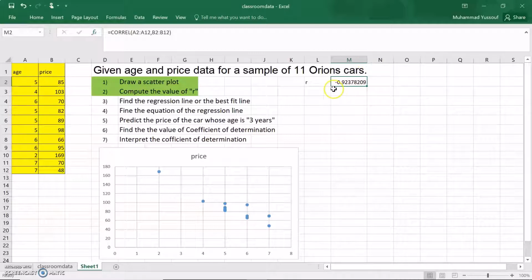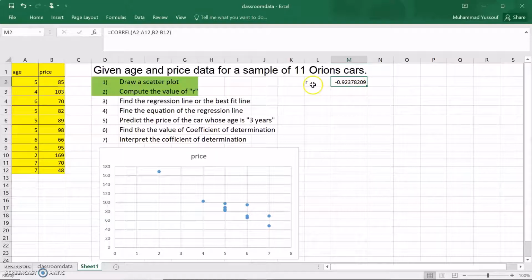Right, R equals minus 0.923 and so on. This is the number. I'm not going to round it, I will show you something in a minute. Although we usually round it to 2 decimal places, I'm not going to do that. So note that here the value of R is minus 0.923.